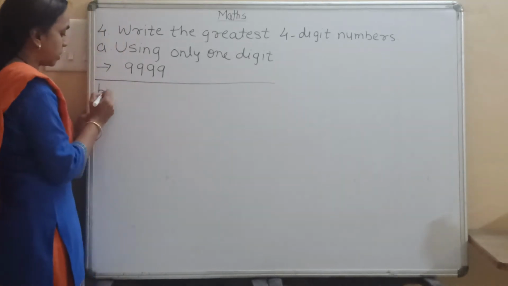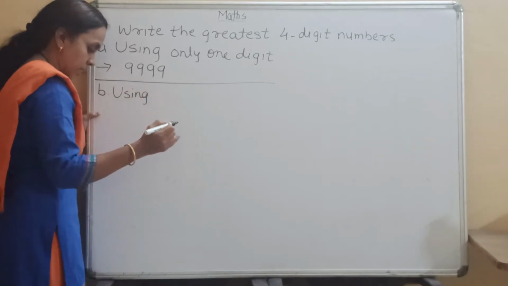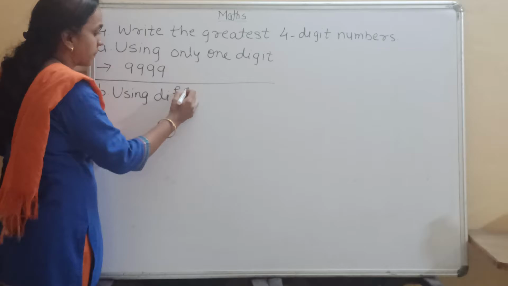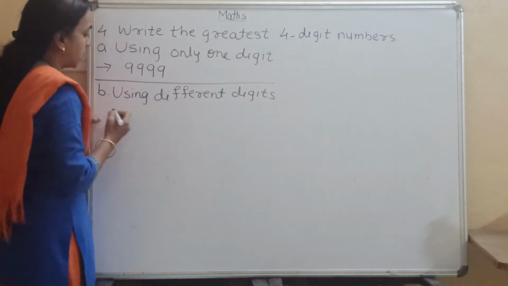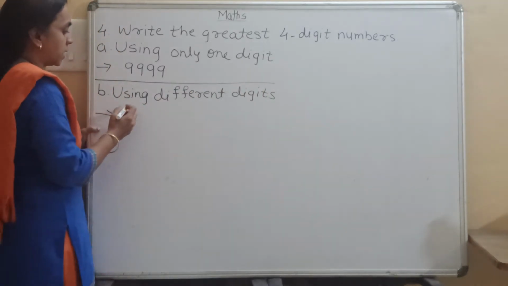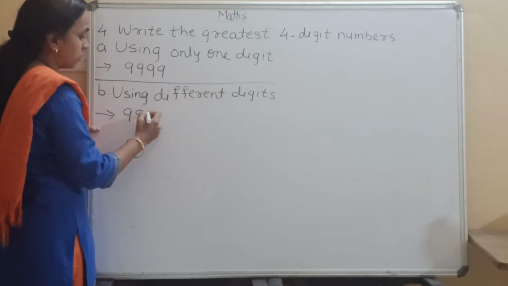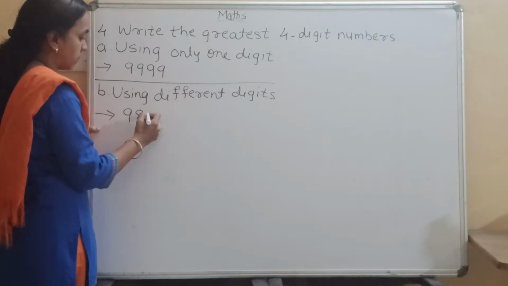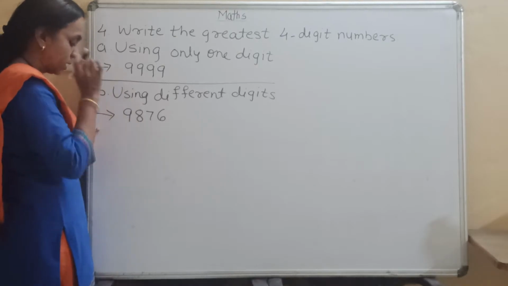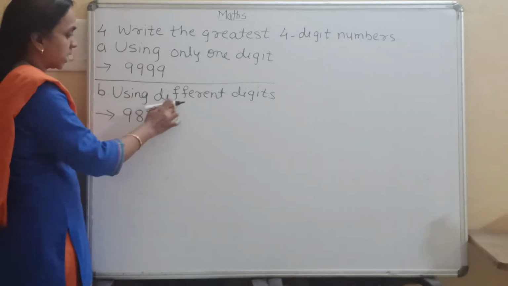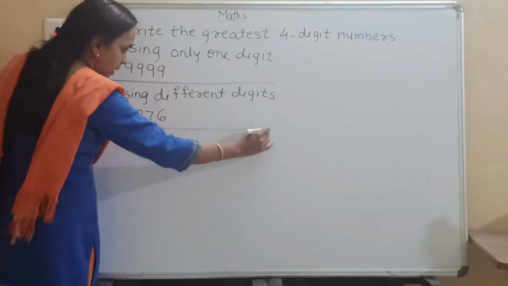Now see B question. B question is what? Using different digits, we have to prepare a 4-digit number. So suppose we will take 9, 8. Using different digits, we have to make the greatest 4-digit number. 9, 8, 7, 6. We can write this number 9876. We can use different digits. Here, what have they given us? Only one digit they have given us.